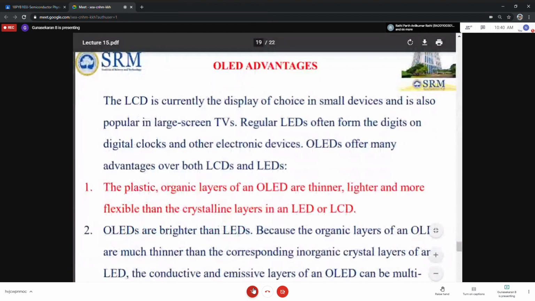See, that OLED is made up of plastics that are very lightweight, thinner, lighter, and more flexible than crystalline layers in LED or LCD. Compared to normal LED, LCD, the OLEDs are very thin, light and flexible. So that is the main advantage of these OLEDs. And the second one is brightness. The OLED gives maximum brightness when you apply the maximum input power.